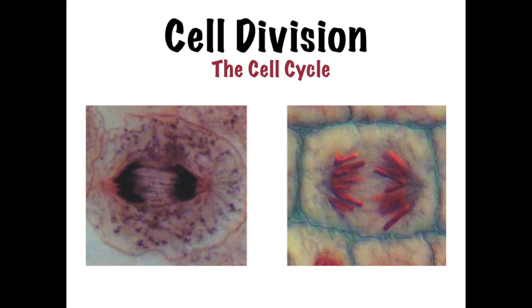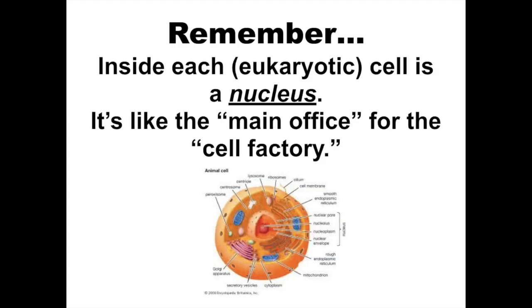Cell division is a basic division of the cell. We're going to call this the cell cycle. We need to understand and remember what we learned in the cell chapter. We have to remember eukaryotes. Eukaryotes are different from prokaryotes.